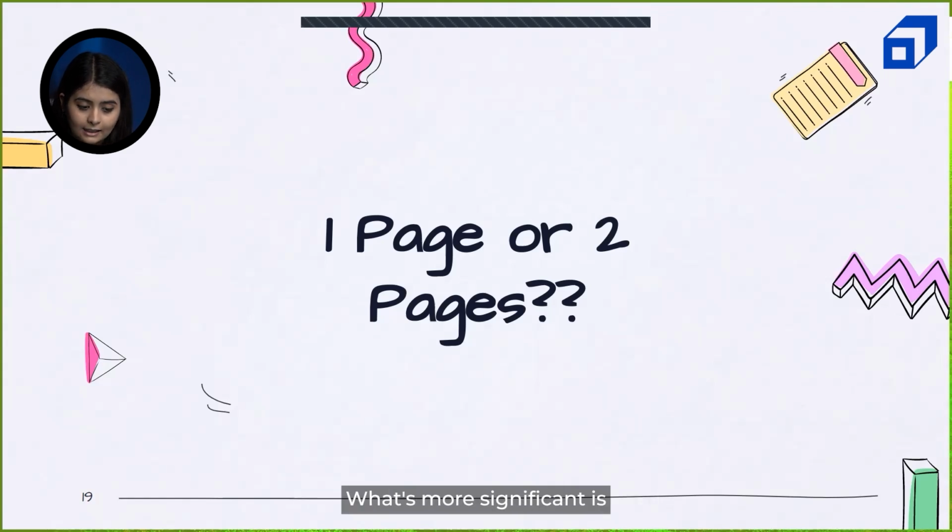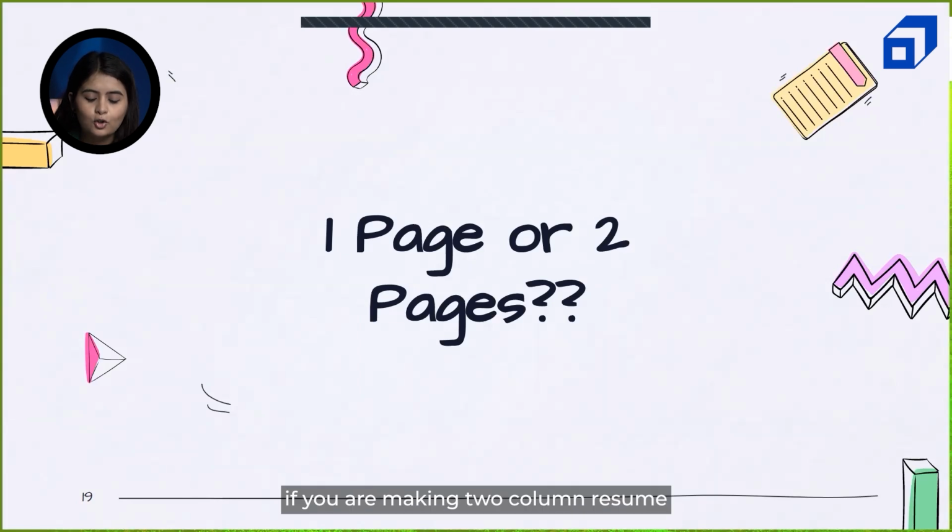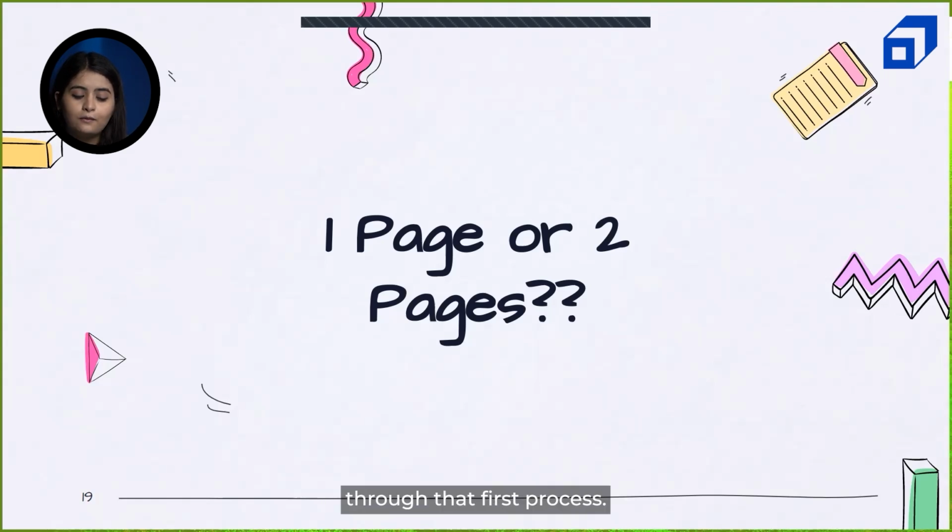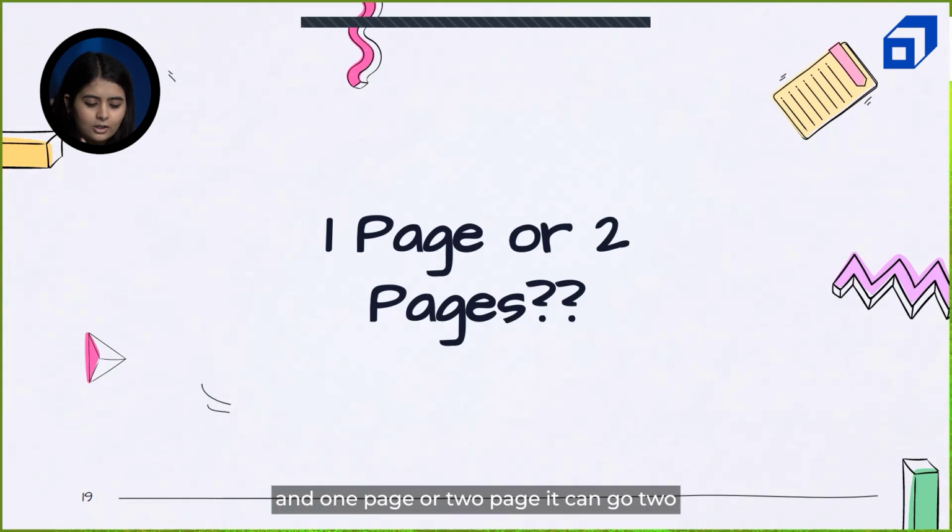What's more significant is to try to make a resume in a single flow. Don't make a 2-column resume, because I was reading one article by a recruiter, and she was mentioning that in the systems they use, software like ATS, if you are making a 2-column resume or using too many pictures and graphics, all those things get messed up in the software, and that's why your resume is not screened through that first process. So make sure you make your resume in a single flow, and it can go to 2 pages as well, if the information provided in the resume is very useful.